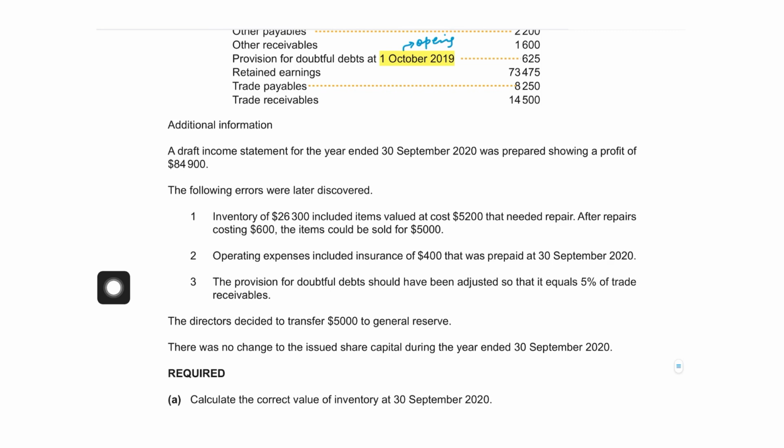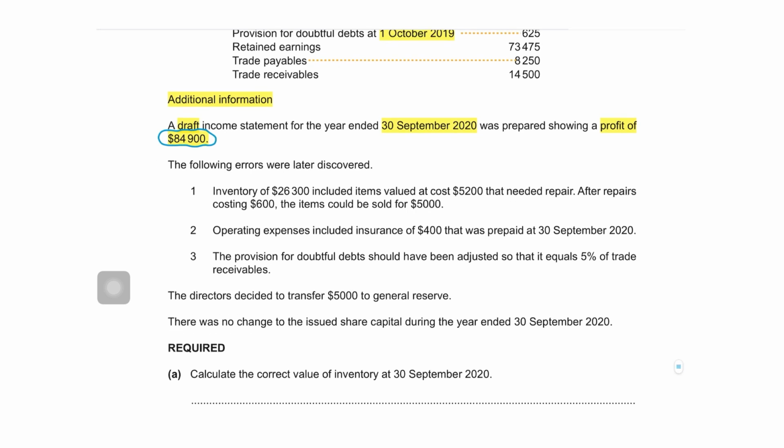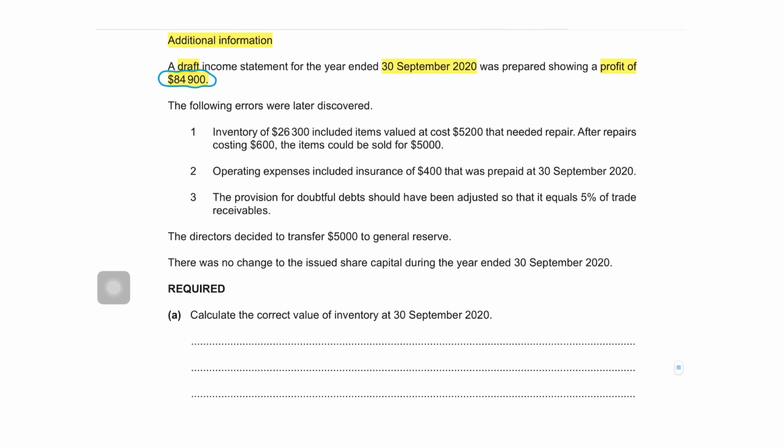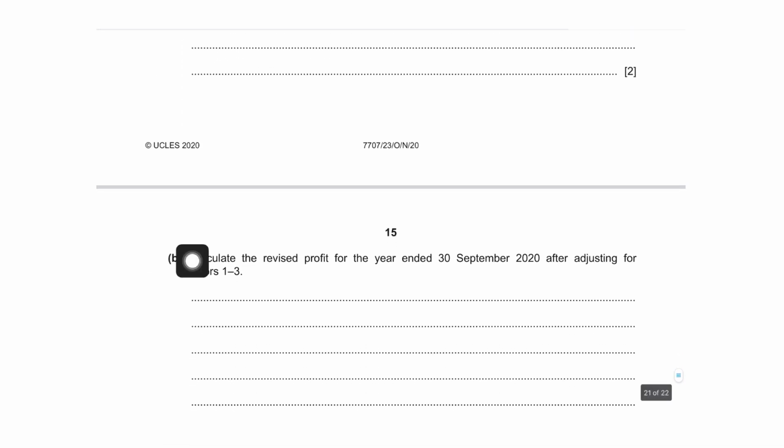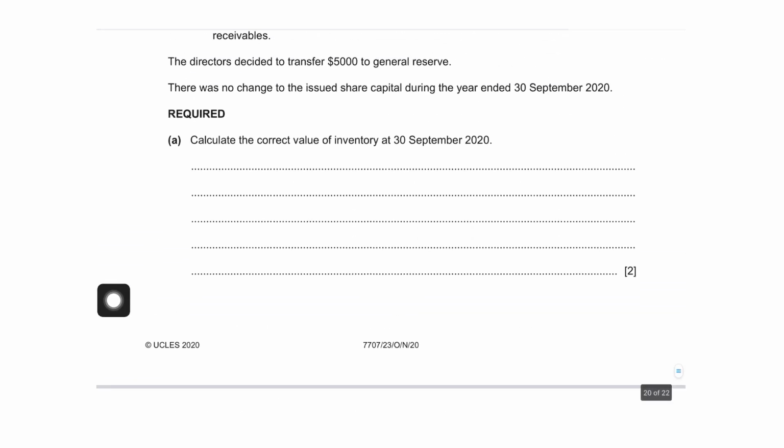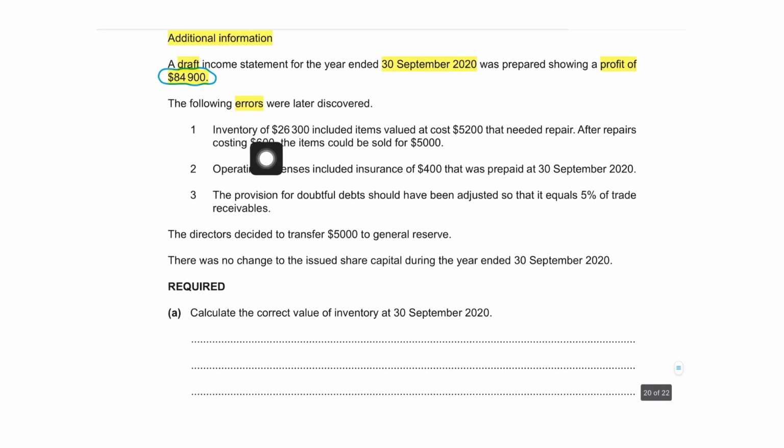In additional information, it says a draft income statement for the year ended 30th September 2020 was prepared, showing a profit of 84,900. So this is the draft profit, 84,900. However, the following errors were later discovered. So we might have to correct these errors in order to find out the corrected profit, and that is the requirement in part B. Calculate the revised profit for the year after adjusting for errors 1 till 3, right? So let's read the adjustments one by one.